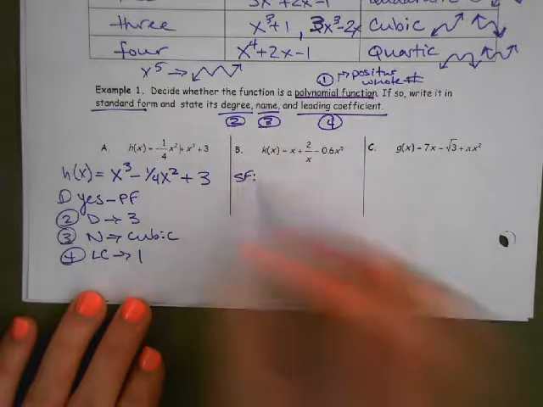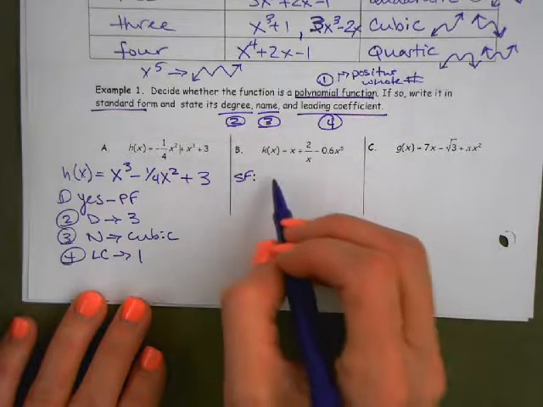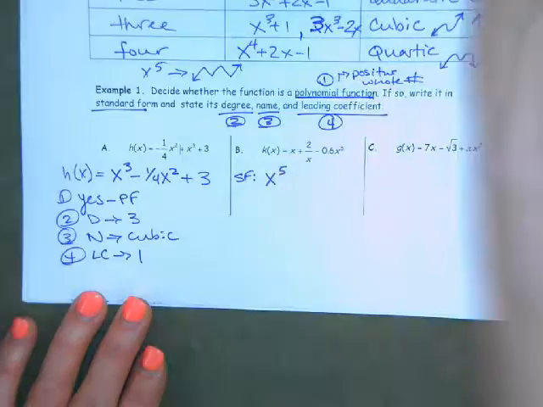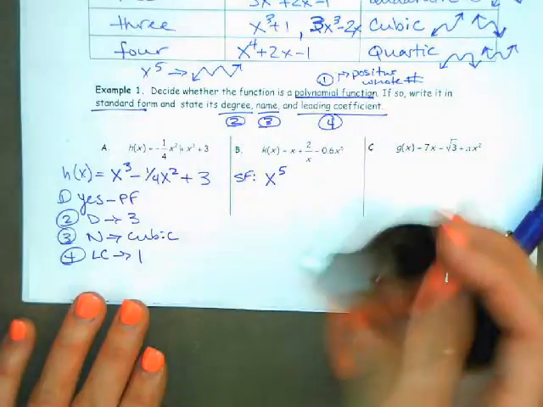Alright, so letter B, let's put this in standard form. So standard form is going to be the highest coefficient, which is what? x5? What's my lamp on? Oh, negative 0.06. Yeah.